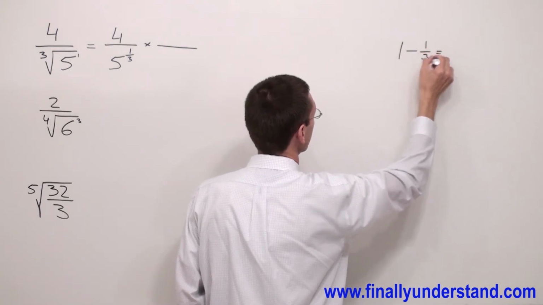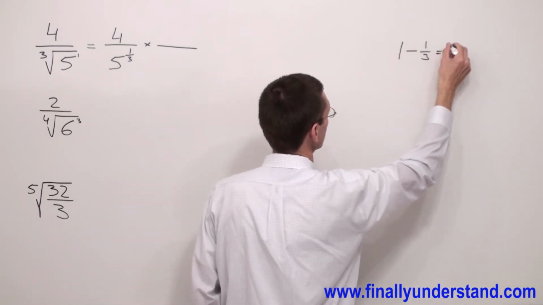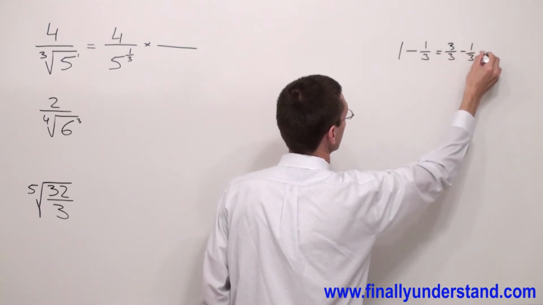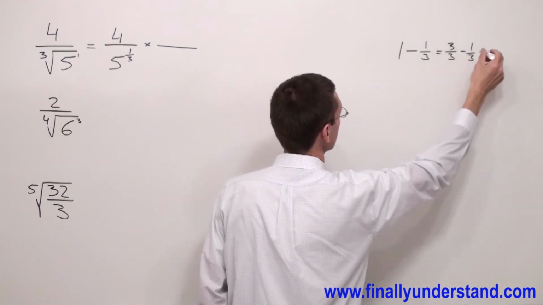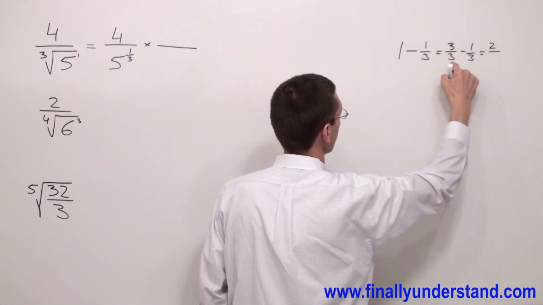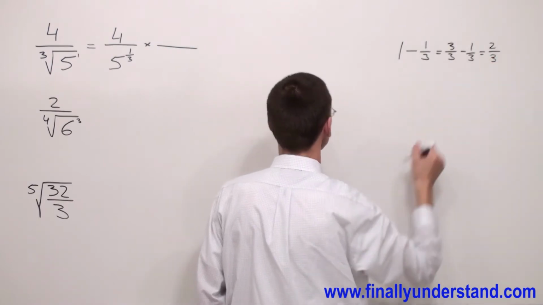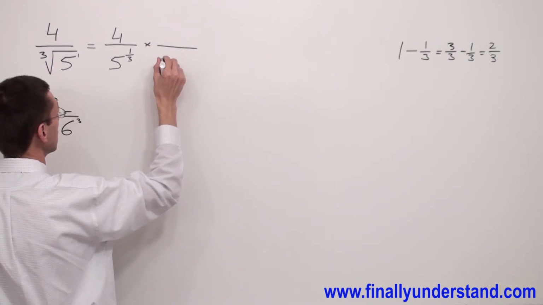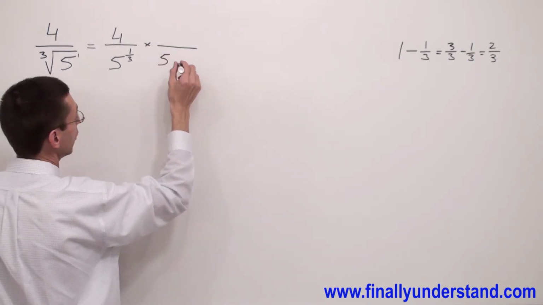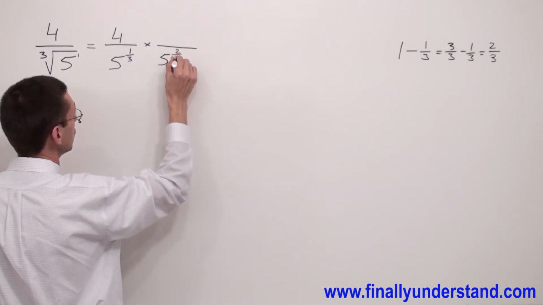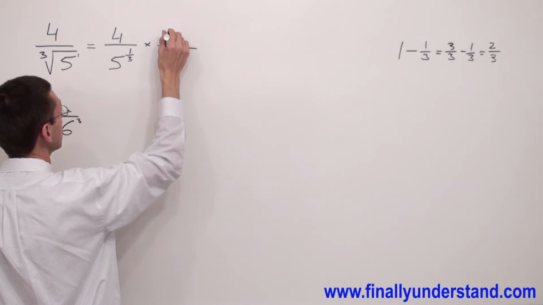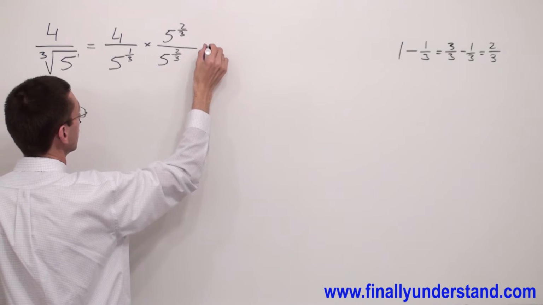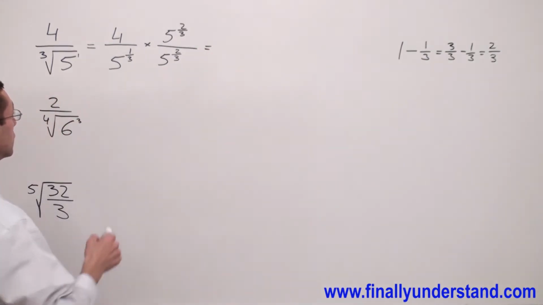Okay? The common denominator is going to be 3. So that's why I'm going to have 3 over 3 minus 1/3. 3 minus 1 is 2, and I have 3 in the denominator. So this is the exponent for this denominator and numerator. So I'm going to have 5 to the power 2/3. Same I'm going to have over here, 5 to the power 2/3.